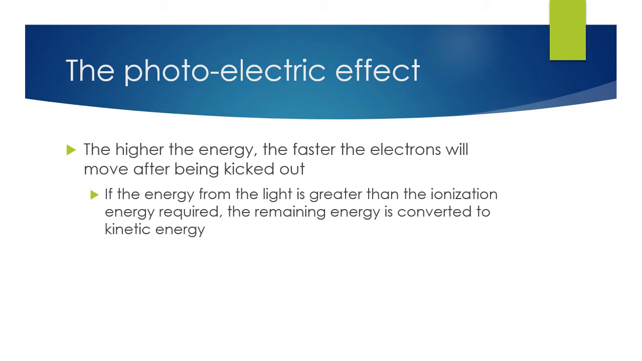The higher the energy that is applied by the light, the faster the electrons will be moved after they are kicked out. Basically, if the energy that is provided by the light is actually greater than the ionization energy, some of that energy will go to the ionization process, and the remaining energy will be converted to kinetic energy for the electron as it moves off. So if you apply a lot more energy than is necessary, that electron will move very quickly and have a high kinetic energy.